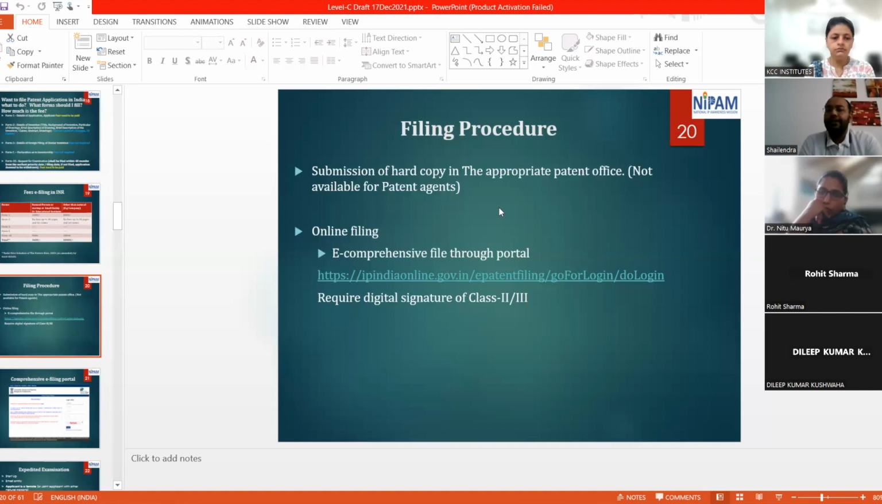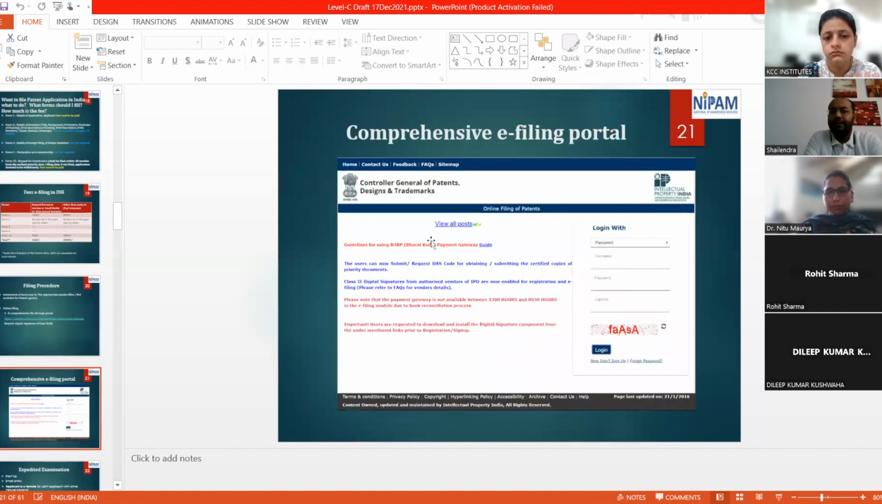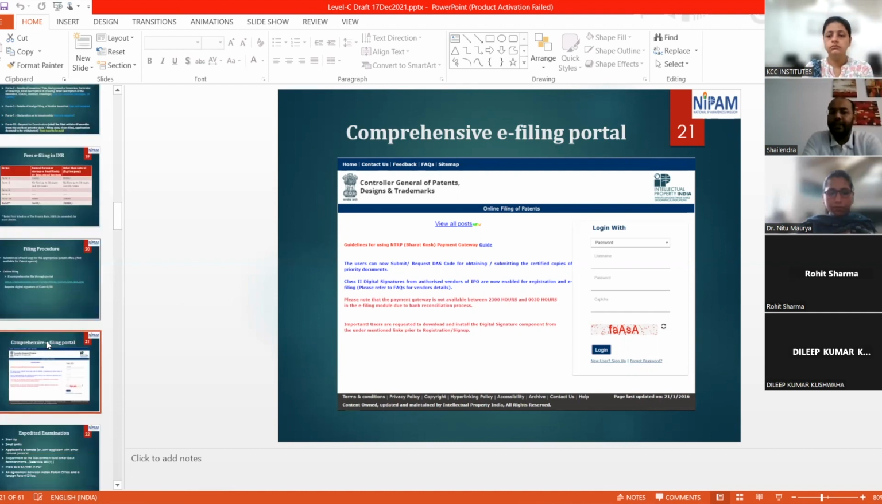They want that you should file everything in the e-mode itself, meaning through the website, that is ipindia.gov.in/e-patent filing/go for login. This is the website. So you can go to this website and you just need to log in. This will be the login page. Like this, you can log in to the website, and after that you can easily fill in all the forms and other details, and go for the further process.